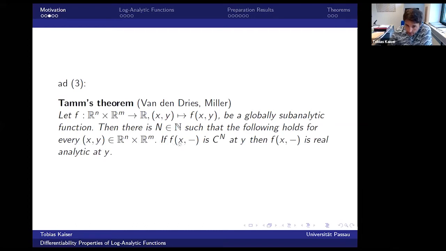If f_x is C^N at the point y, so x is here fixed, and if this is a C^N function at the point y, then this function, depending on y, is already real analytic at y. This means from a certain point on, there is no gap between C^N and real analytic. Of course, this big N depends on the globally subanalytic function, depends on the function definable in R_an.